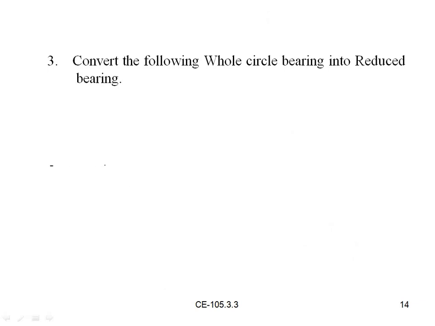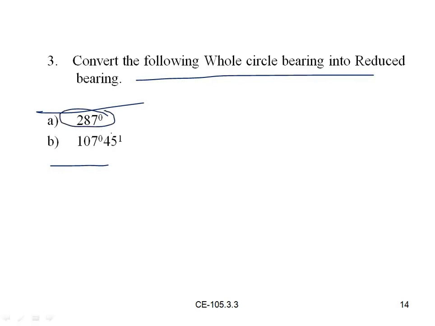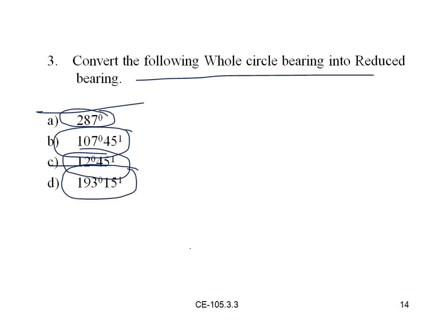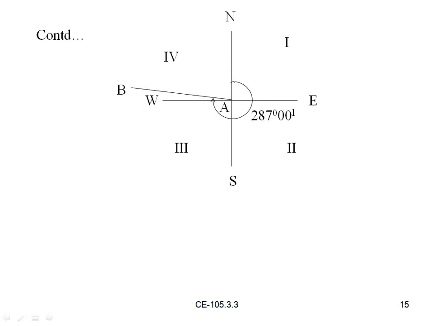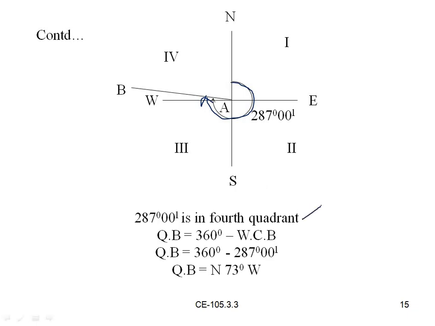And next, convert the following whole circle bearings into reduced bearings. A is 287 degrees, B is 107 degrees 45 minutes, C is 12 degrees 45 minutes, and D is 193 degrees 15 minutes. So the first one is 287 degrees. It is in the fourth quadrant. Quadrantal bearing is equal to 360 degrees minus whole circle bearing, because it is nearer to 360 degrees, that's why we have to do it with 360 degrees. So by subtracting 287 degrees from 360 degrees, we get North 73 degrees West.